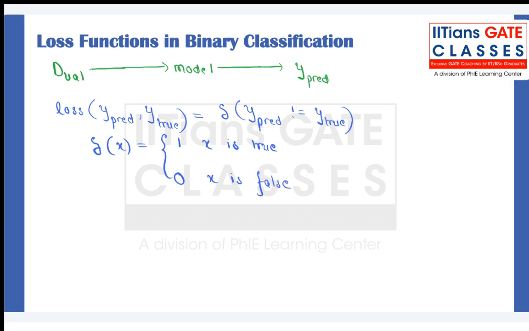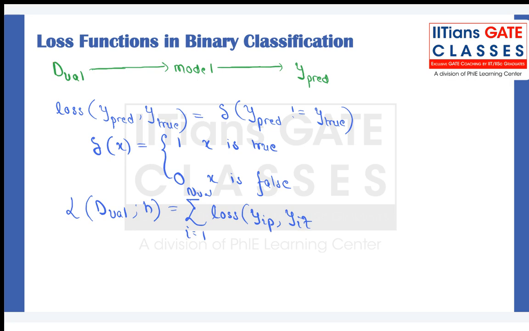And the loss function for the data set dval on the given hypothesis H will be the summation over all the points in the validation data set, let's call it nval, of delta of what you predict for the ith point, yi pred, versus the true value of that ith point. I can use this function on the top: the sum of loss of yi pred, comma, yi true.